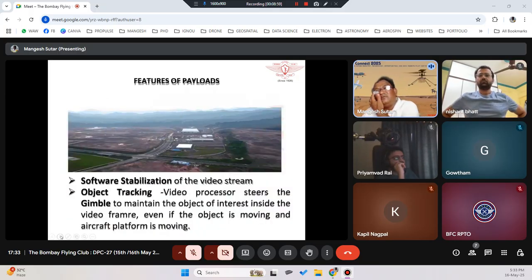Okay, features of payload: software stabilization. I told you, it can track the objects. The video process steers the gimbal to maintain the object of interest inside the video frame, even if the object is moving and the aircraft platform is moving, like your drone is continuously moving, it can track the objects. Okay, so these are all options available nowadays in your gimbal as well as in your drones.